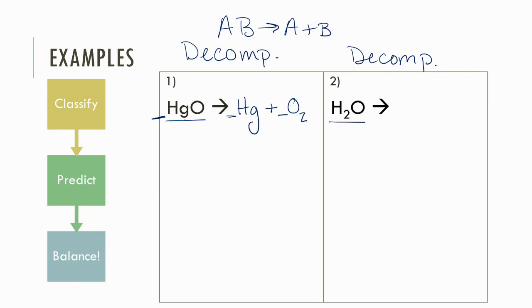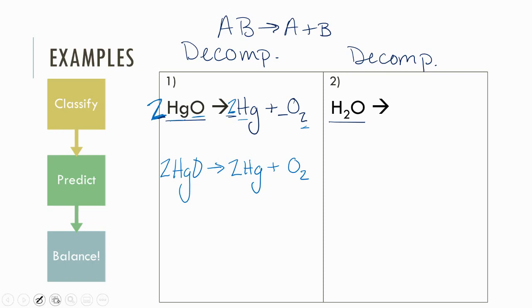So I have one mercury, two oxygens compared to one oxygen over here. So I need a big 2 on that line, 2 mercury oxides to balance the oxygens, but then I'm also going to need a 2 here. So the way that reaction would look at the end, 2 mercury oxides will break apart to form 2 mercury atoms and 1 oxygen atom. Excuse me, 1 oxygen molecule.